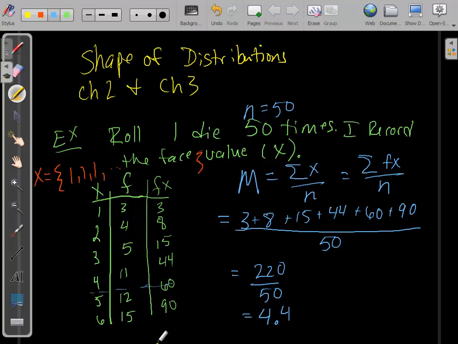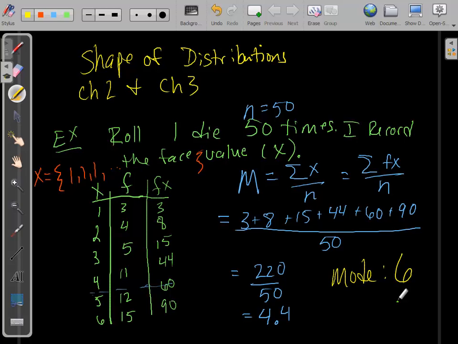All right, now if we were looking at the mode, I'll do this in yellow. The mode is just the most frequent observation. Well, we have 15 copies of 6, so the mode is 6. That doesn't seem very descriptive.